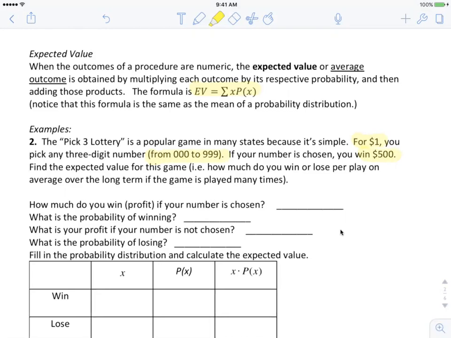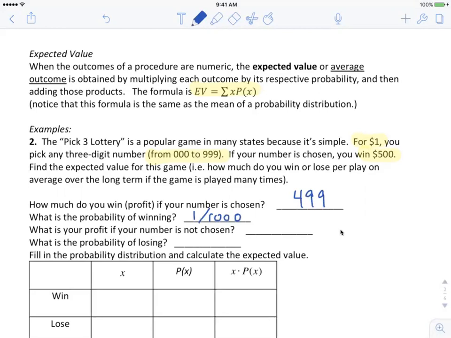To do that, we're going to answer these questions. The first one is, how much do you win if your number is chosen? So notice you had to pay $1, you win $500. It doesn't say you get that $1 back, so your total profit is only $499. Okay, and then what's the probability that you win? Well, there's only one way to win because your number has to be chosen, and there are 1,000 possible numbers to be chosen. So that's one way to win out of 1,000 ways.